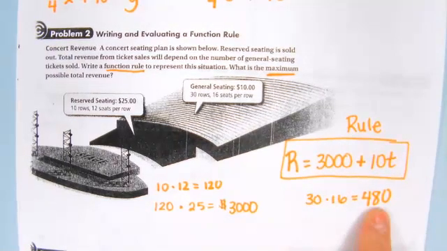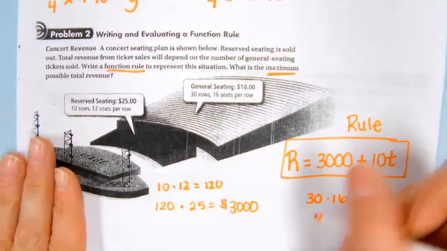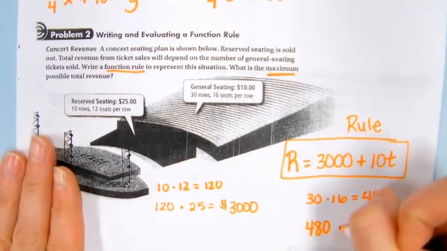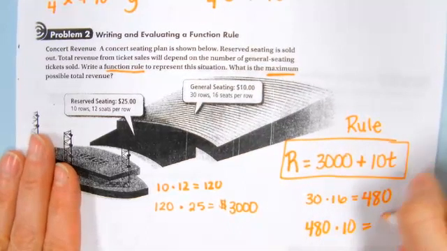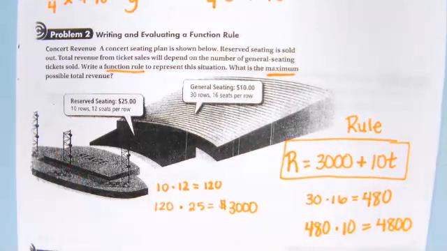Yeah, because we have to multiply the number of seats by what? How much? The $10, right? So 480 seats times $10 each gives me $4,800 that you could make. So the answer to the second question, raise your hand if you know, what is the maximum possible total revenue?